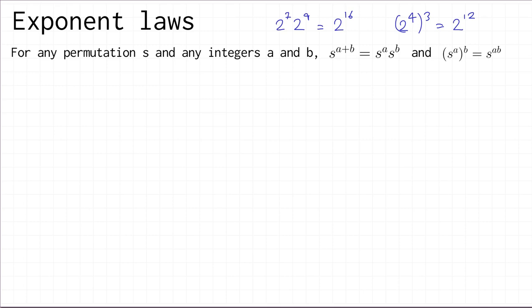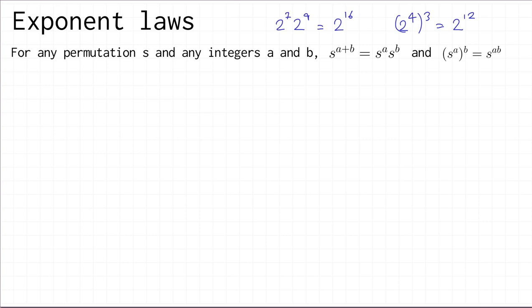So if you have any permutation S and any integers a and b, so positive or negative, then it's always true that S to the power a plus b is equal to S to the a times S to the b, and S to the power a, all raised to the power b, is equal to S to the power a times b. So this is, again, occasionally useful for doing calculations with powers of permutations.